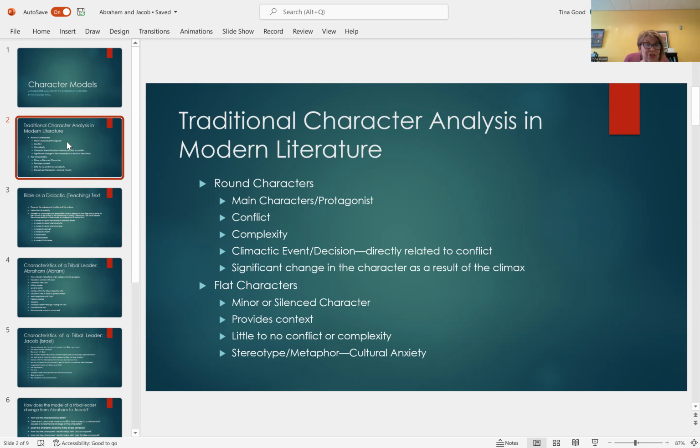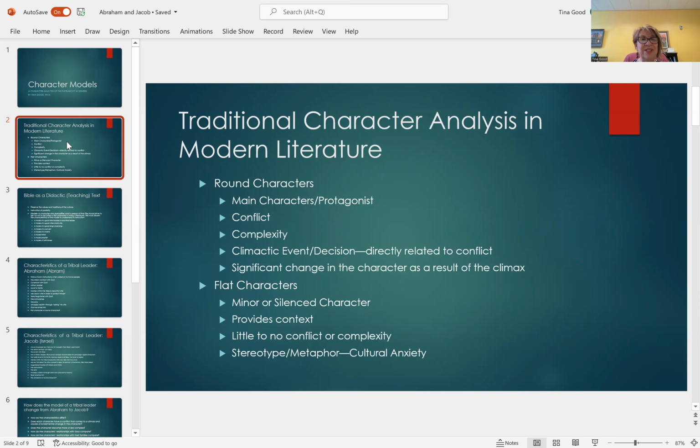Whereas flat characters are usually our minor or silenced characters, not our main characters. They often provide context for our story, but may or may not have their own conflicts. And they often serve as some sort of stereotype or metaphor that highlights some sort of anxiety within the culture.